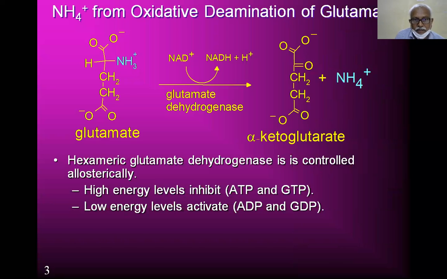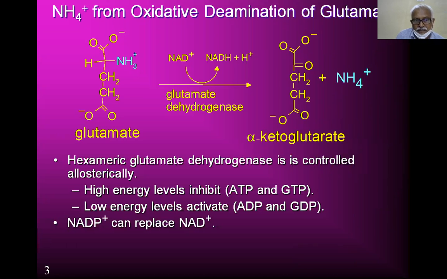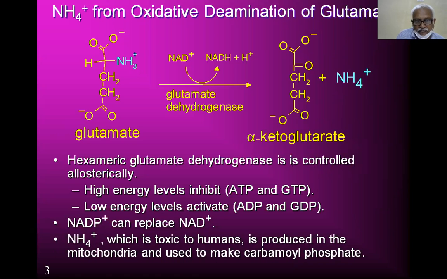Hexameric glutamate dehydrogenase is controlled allosterically. High energy levels, ATP and GTP, inhibit it, and low energy levels, ADP and GDP, activate it. NADP plus can replace NAD plus. So the NH4 ion, which is toxic to humans, is produced in the mitochondria and used to make carbamoyl phosphate.